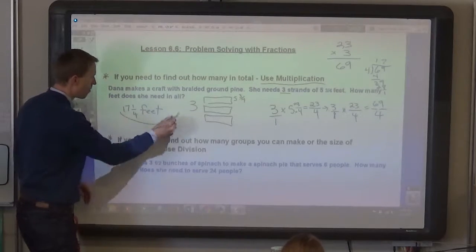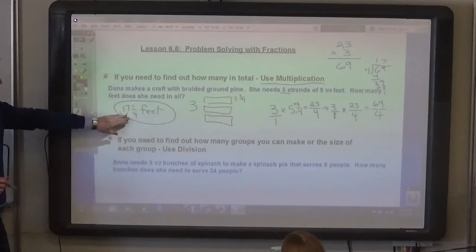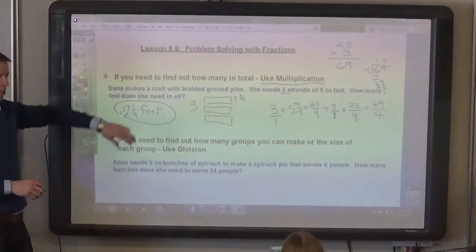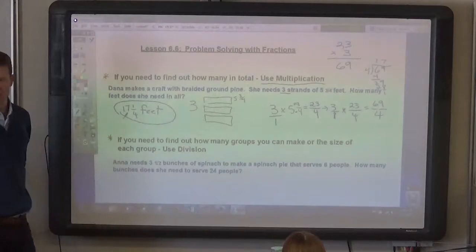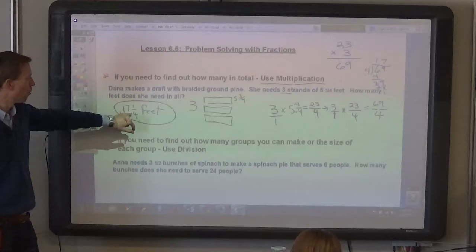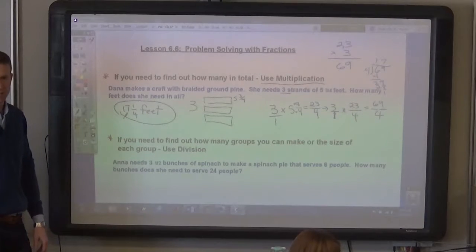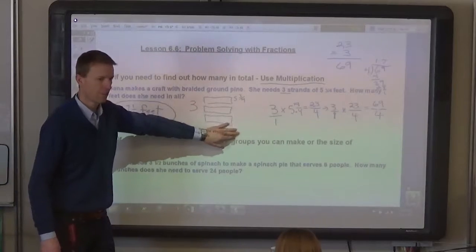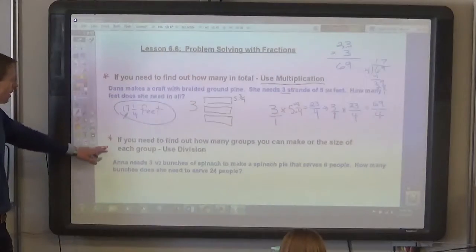Sometimes you have to go back and reread the question in order to figure out what this number even means. We found this number when we did our calculations, but that was a long time ago. Now, what is the answer? 17 and 1/4 feet. Okay? That's the total. We use multiplication to find it. Now, look at the second example.